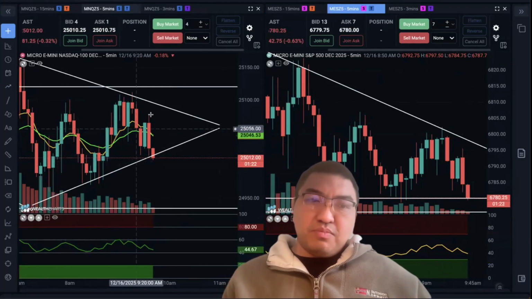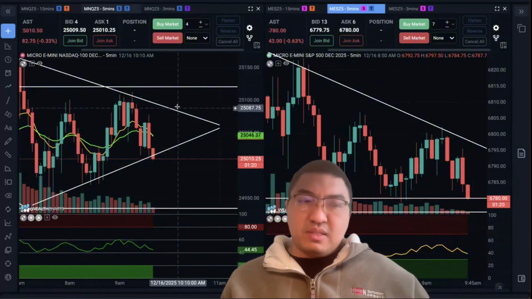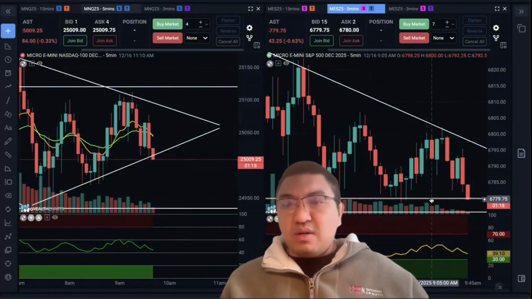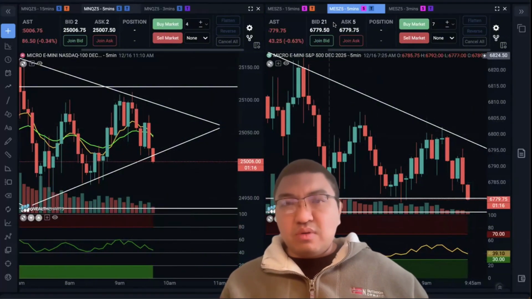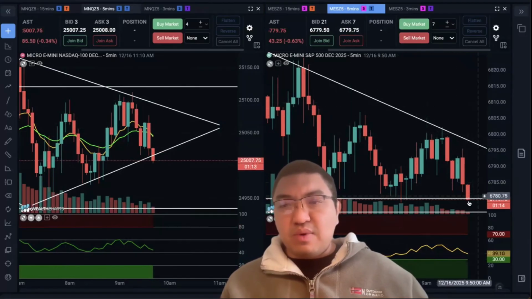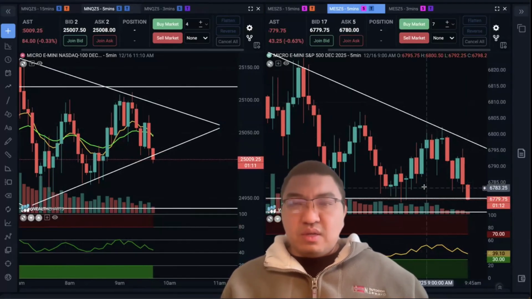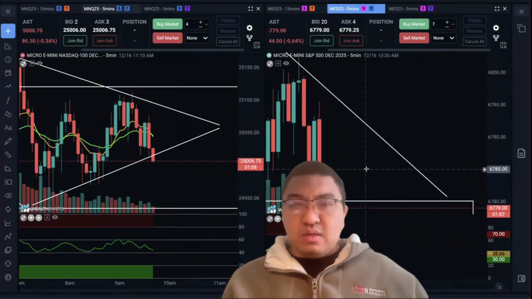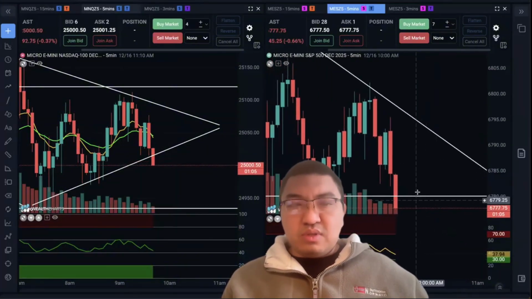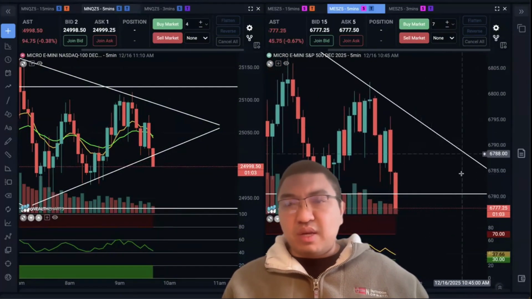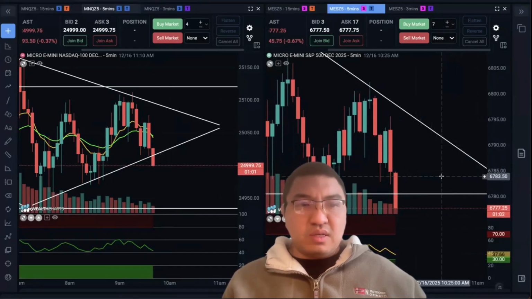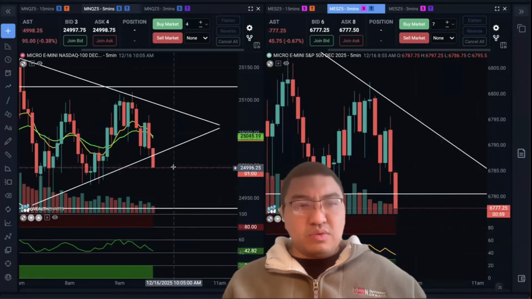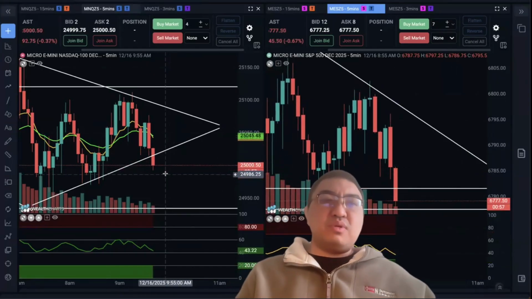So NQ is a little bit of an upward flag pattern, while ES is downward, like a sideways triangle. So chances are, I don't think it's going to go straight down this time. It's going to retest a little bit. Going short this time is going to be a little bit risky.